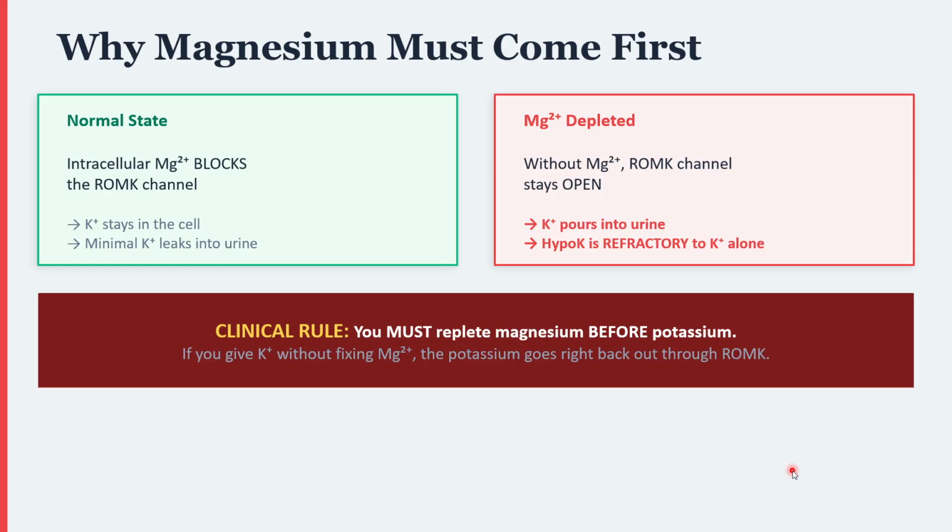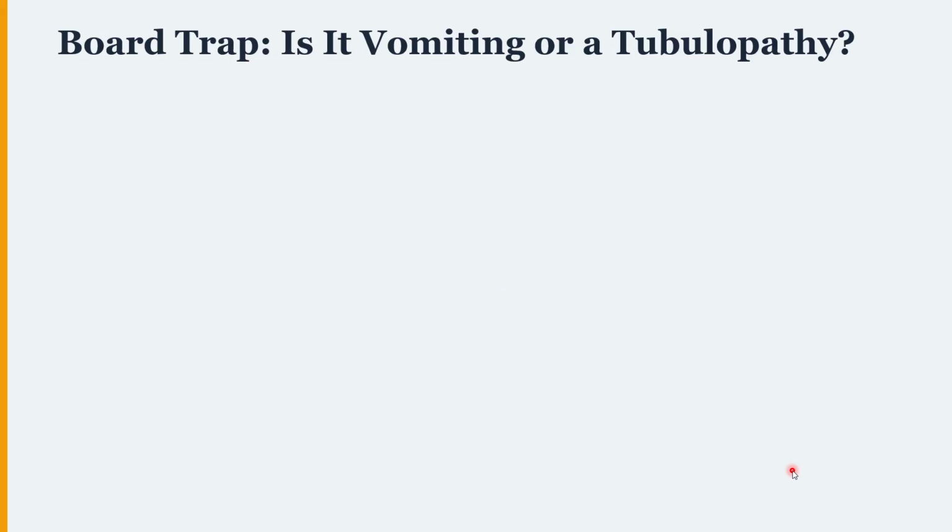The clinical rule: you must replete magnesium before potassium. Fix the block first, then the potassium will stay. This applies to Gitelman, but also to PPI-induced hypomagnesemia, thiazide-induced hypomagnesemia, and any other cause of combined hypokalemia and hypomagnesemia. Is a critical board trap.